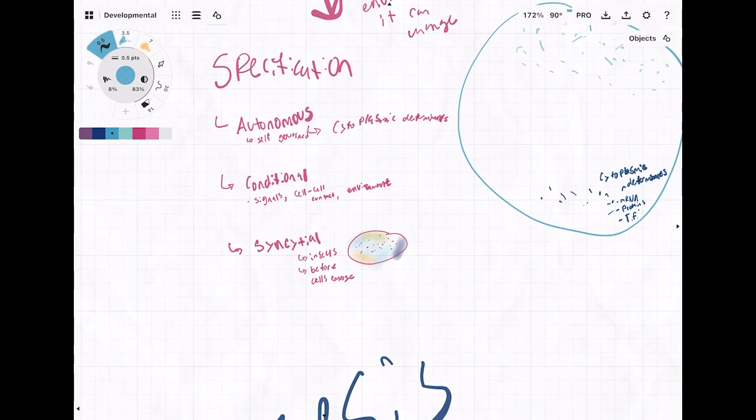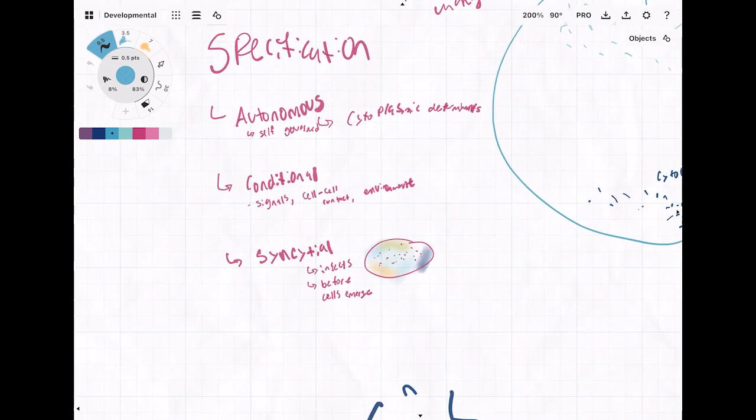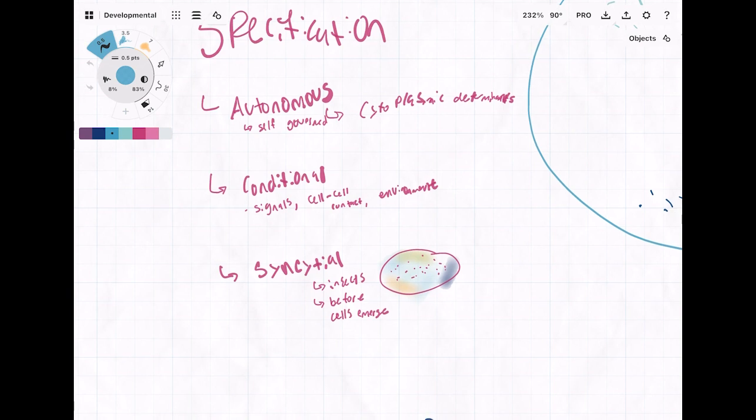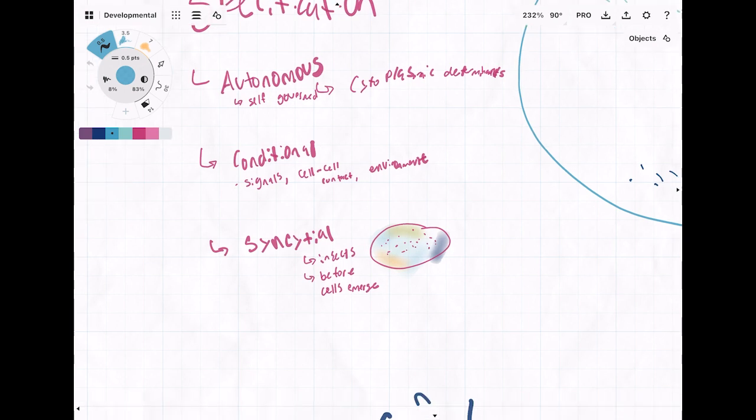So there's 3 different types of specification that can occur. And so autonomous is a self-generated specification. So this comes from inside the cell, like the cell's machinery and stuff like that. The different biomolecules in there are going to determine what it's going to be. You can be conditionally specified, where the signals, the cell-to-cell contact, and the environment are going to determine what the cell becomes.